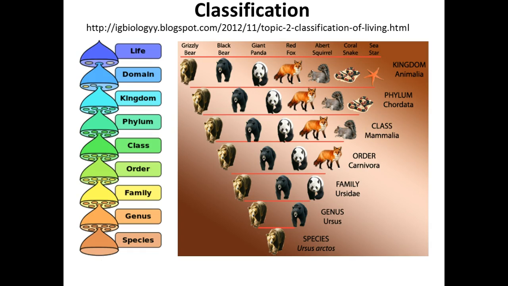Anyone know what some of those are? Hair. Warm-blooded. Mammals. Mammary glands. They all have mammary glands that produce milk. They give birth, live birth for the most part. These are unifying characteristics of mammals. And then when we get down to carnivores, what do they all have in common?